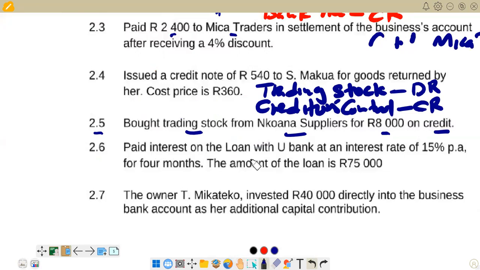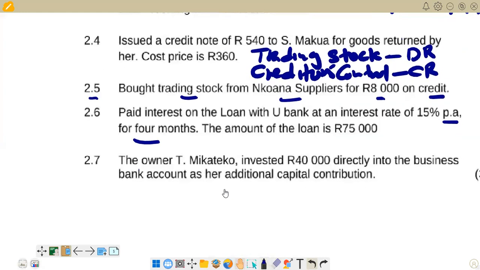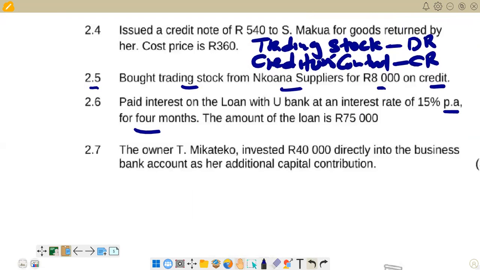2.6 reads: paid interest on the loan with the U Bank at an interest rate of 15% per annum for 4 months. The amount of the loan is 75,000 rand. So the interest that was paid is 15% of 75,000, but this 15% is per annum, so you have to calculate it. The answer that you are going to get is per annum. Then you reduce it to 4 months. So let's try to calculate the amount before we identify the accounts.